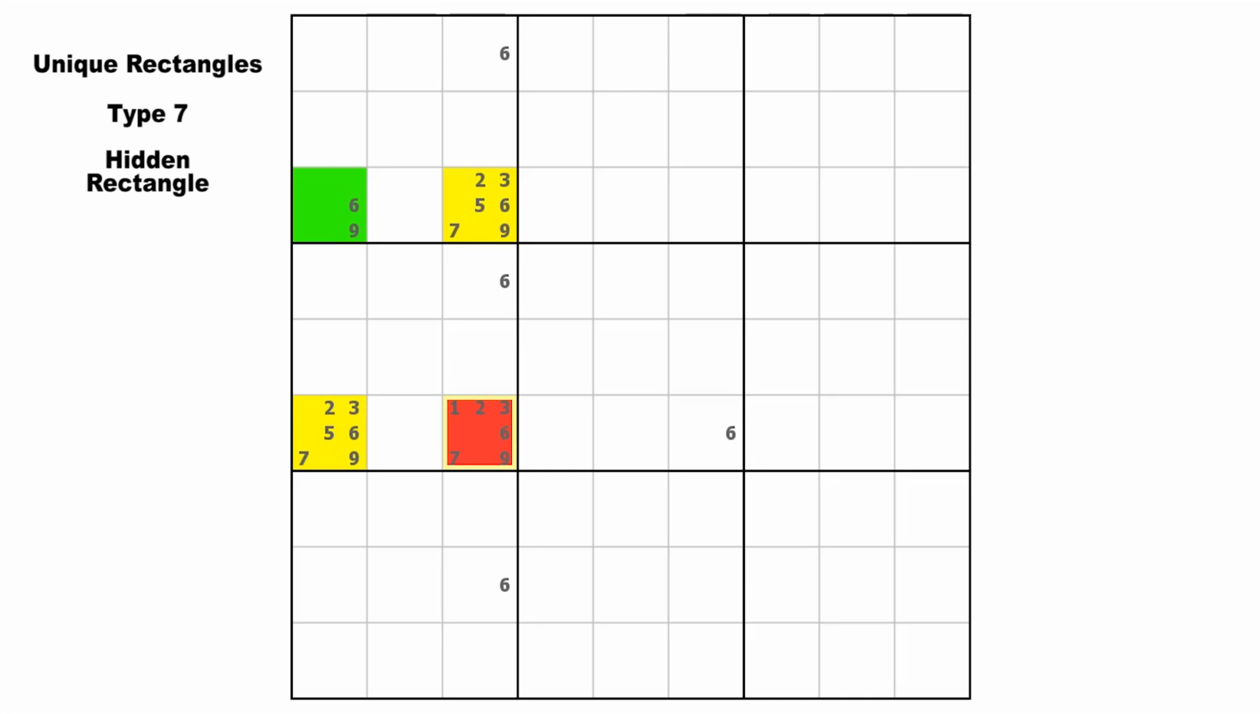Okay, so here's the logic behind this. Because candidate 9 does not appear anywhere else in row 6 or column 3, that means this is a conjugate pair. Those 2 9s are a conjugate pair in column 3, and those 2 9s are a conjugate pair in row 6 because they're the only 2 9s left in those 2 houses, okay?